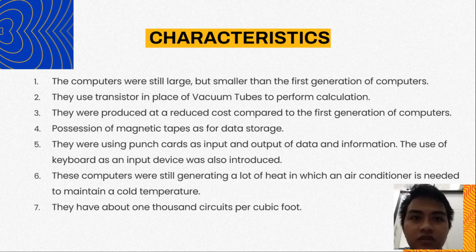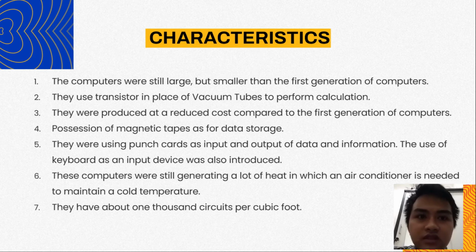The use of the keyboard as an input device was also introduced. Sixth, these computers were still generating a lot of heat, for which an air conditioner was needed to maintain a cold temperature. Seventh, they had about 1000 circuits per cubic foot. Thank you for your attention.